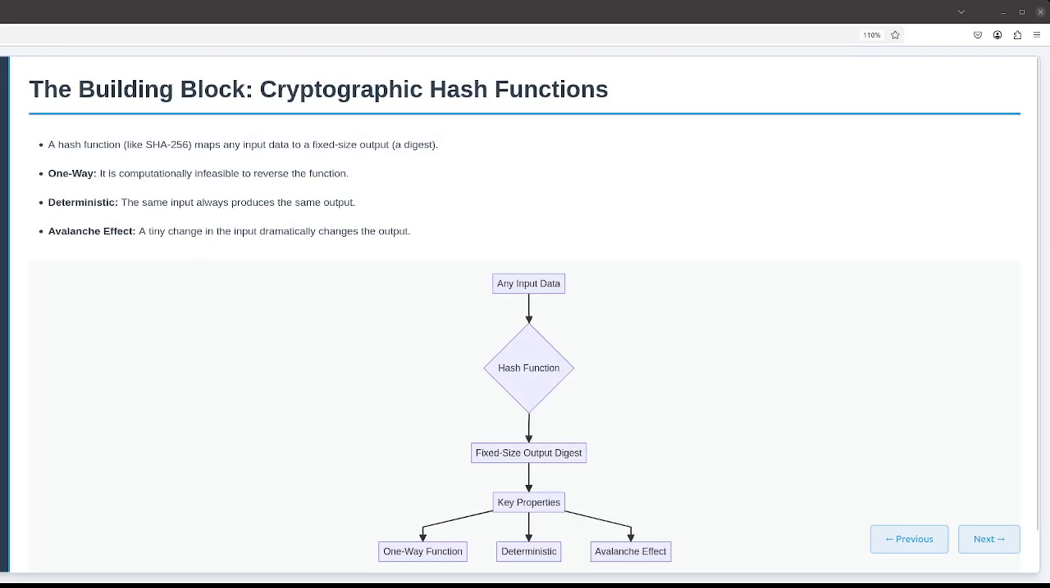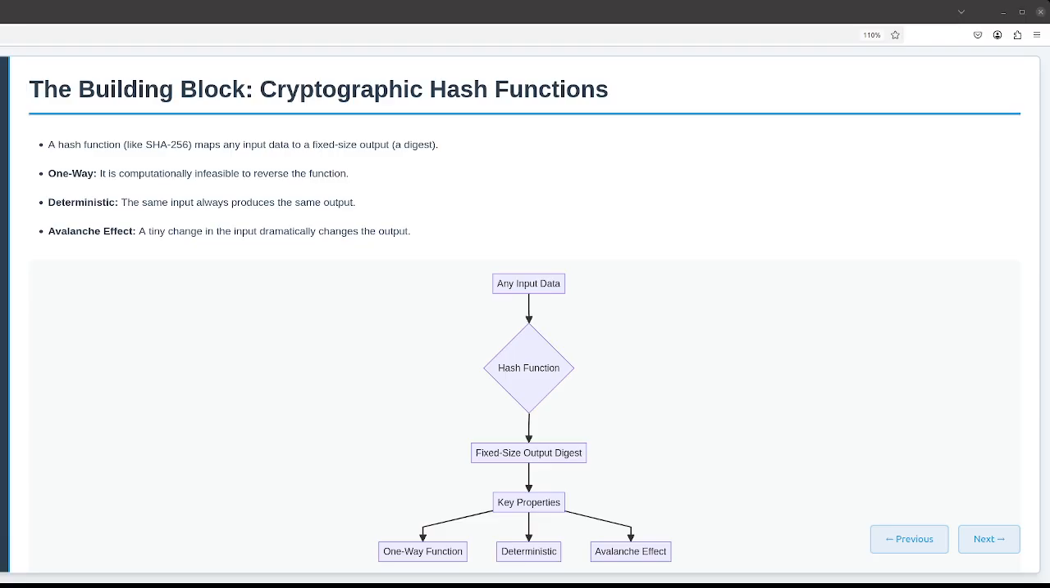The building block: cryptographic hash functions. To understand HMAC, we must first understand its core component, the cryptographic hash function. A hash function, like the famous SHA-256, is an algorithm that takes any input data, no matter how large or small, and produces a fixed-size string of bytes, known as the hash or digest.